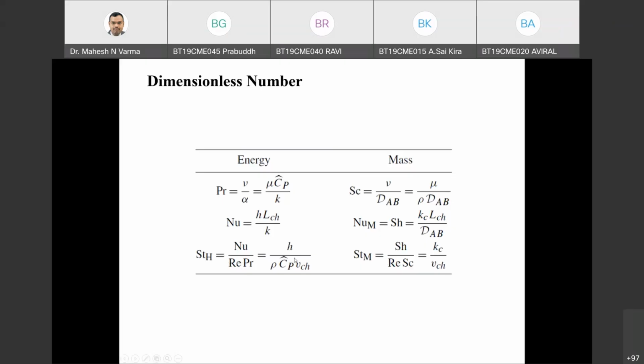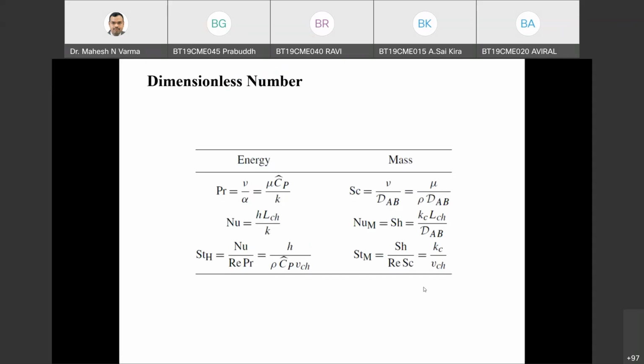So I can rearrange this Stanton number for heat transfer, H by rho Cp V_CH, rearranging everything. So you can rearrange Nusselt number divided by Reynolds number into Prandtl number. Similarly, Stanton number for mass transfer, rearranging this, it will be equal to Sherwood number divided by Reynolds number into Schmidt number. So these are all the dimensionless numbers we got.